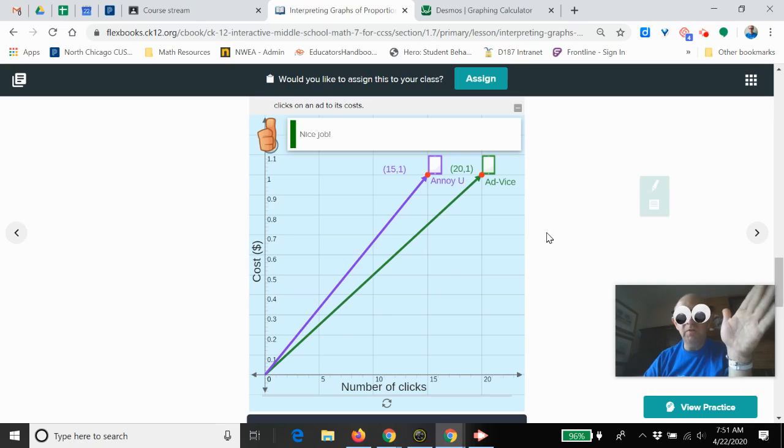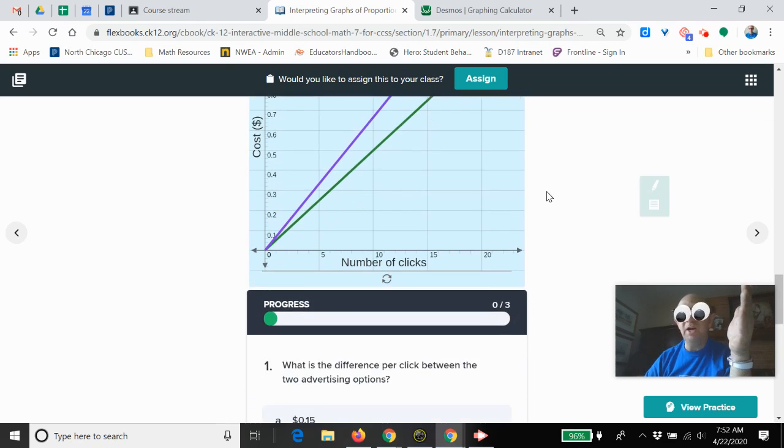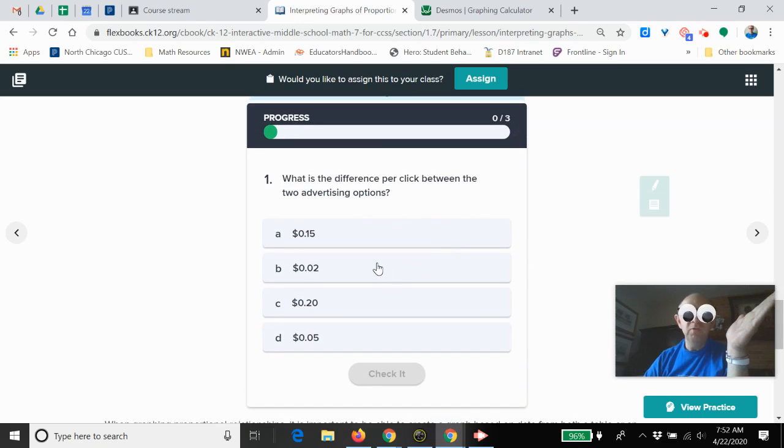So 1 divided by 20 is exactly 0.05. And 1 divided by 15 is about 0.066. So we round it up to 0.07. So 0.07 minus 0.05 is 0.02. So there's about 2 cents between each click.